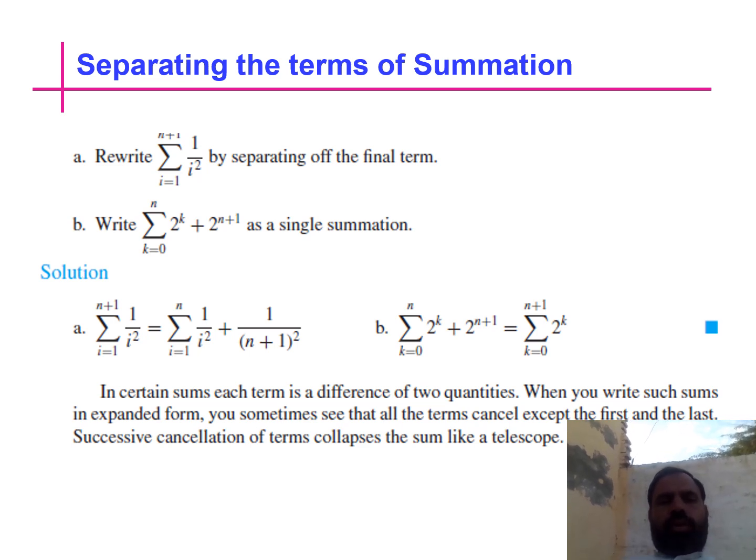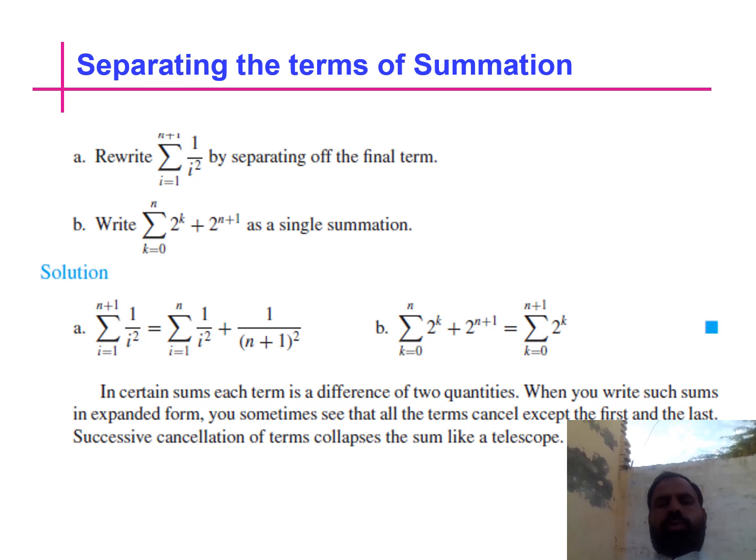Here is the example: rewrite this summation by separating off the final term. 1 over i square, i varies from 1 to n plus 1. So this is part A. We can write this as 1 over i square, i varies from 1 to n, plus 1 over n plus 1 square.